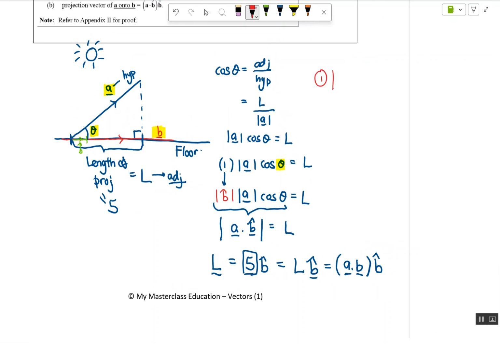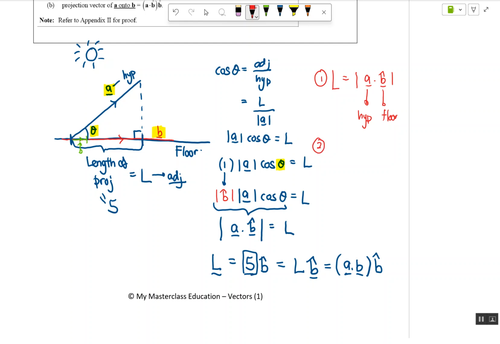So two things, that's how we got the two formulas. Number one, the length of projection L is the modulus of A dot B hat. And A must always be the hypotenuse. B hat must always be the floor. It depends on where your angle is. This is the easiest way to remember how to do this.